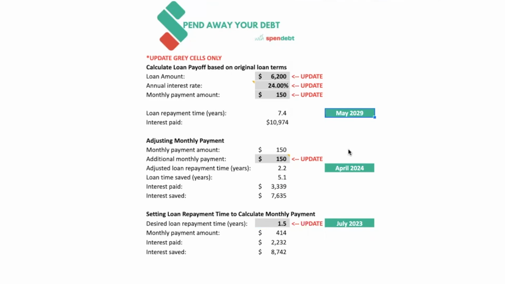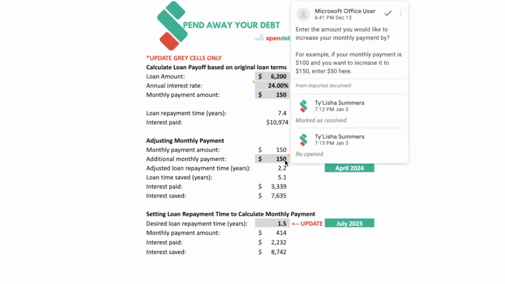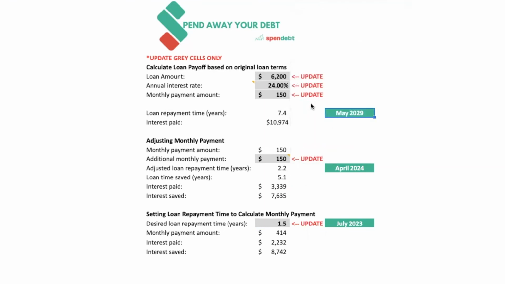The next section, all you have to enter is how much you want to adjust your monthly payment by. And you can enter in a positive or a negative number because it adds that information to your original loan amount. And so in this example, I doubled my monthly payment. So instead of $150, I'm sending $300. And therefore, it tells me that I will have a zero balance by April 2024 versus May 2029.